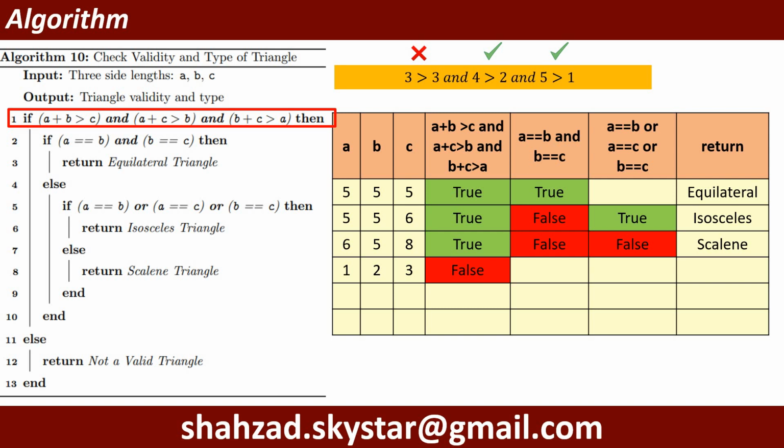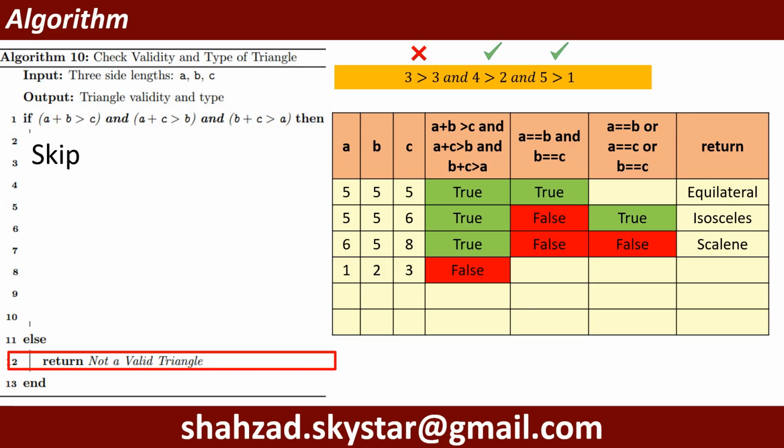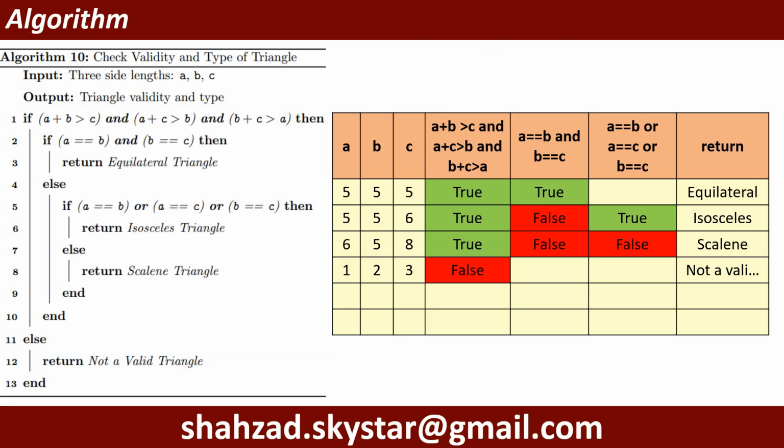In this case, it will return a false statement, and the full part of the if statement will be ignored or skipped, from line number 2 to line number 11. Then it will move to the else part. In the else part, we have displayed that it is not a valid triangle. This is the complete program.